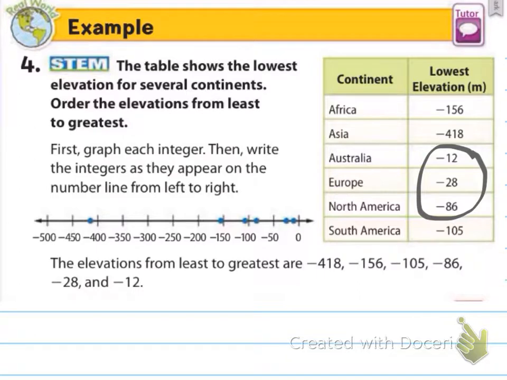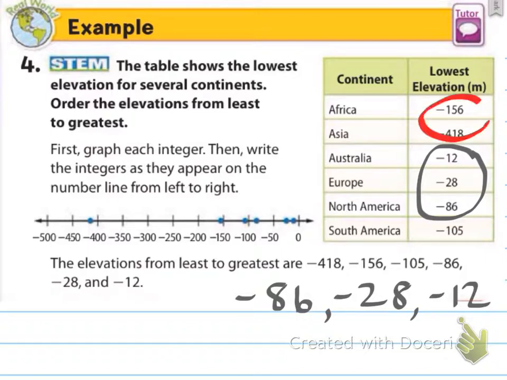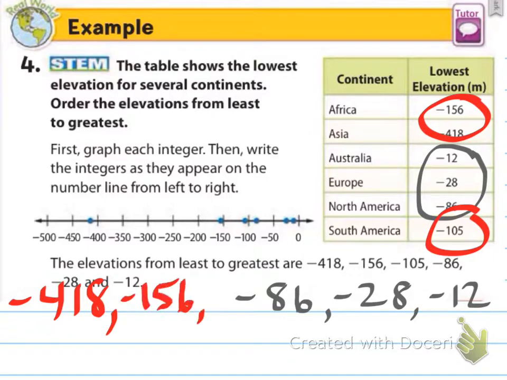And if I look at just that small number set, I know that 86 is my smallest number because it's an opposite world. Then negative 28 is my next, and negative 12 is my next. Then, looking at my 3-digit numbers, I know that 418 is my biggest negative, so that's the smallest really. And then negative 156 is my next, and then negative 105 is my next. So I hope that made sense, the way that I figured that out without using the number line, just based on the numbers.